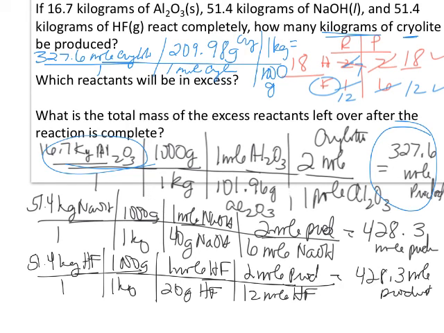So when you put that in your calculator, you should have the answer. I'm going to put it right here. 68.8 kilograms. Which reactants will be in excess? Let's just write those down. What are they? Sodium hydroxide and HF, hydrofluoric acid. What is the total mass of the excess reactants left over after the reaction is complete?